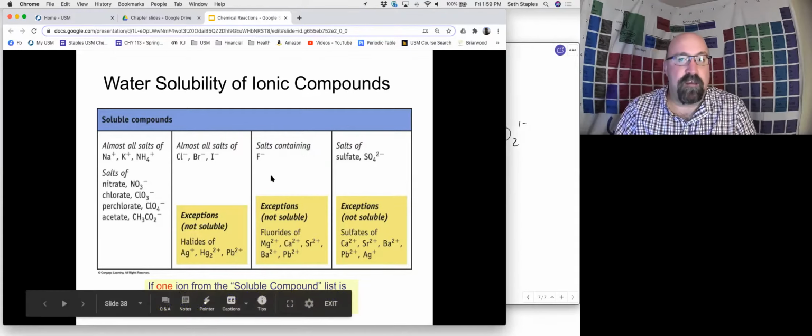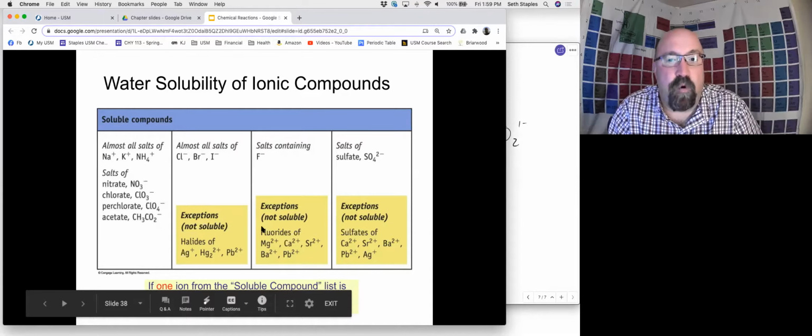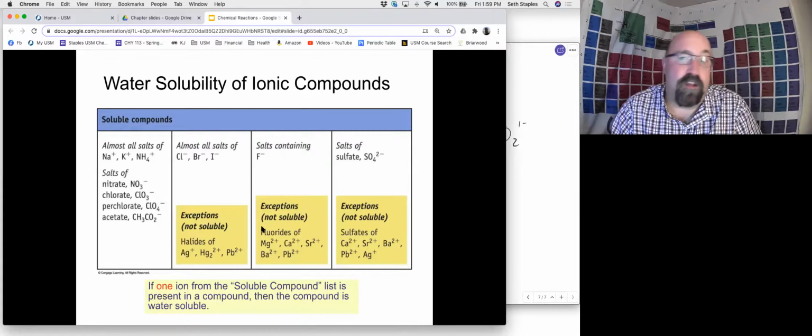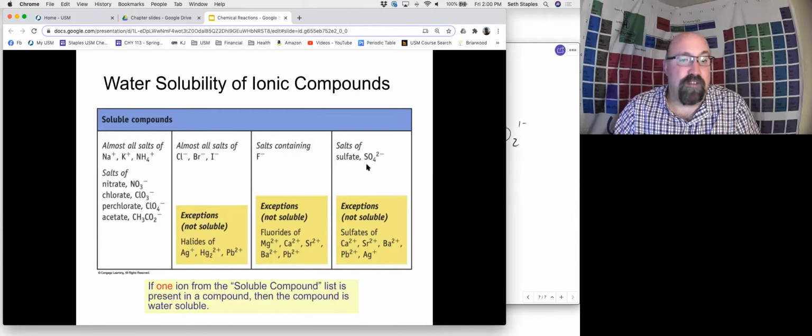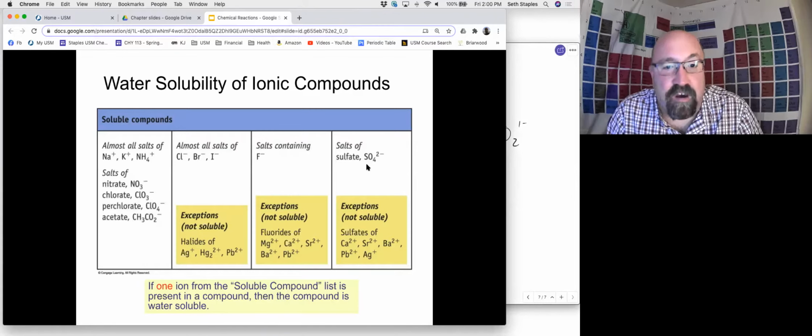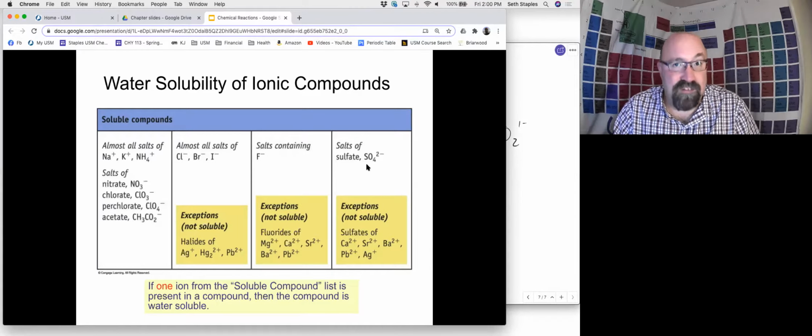Most salts containing fluoride are soluble, but we have even more exceptions. Magnesium, calcium, strontium, barium, or lead fluorides are not soluble. Likewise, most sulfates are soluble, but we have these notable exceptions of calcium, strontium, barium, lead, and silver. Those would not be soluble. So, like it says on the bottom here, if just one ion from the soluble compound list is present, then that compound is soluble in water, with the exception of the exceptions.